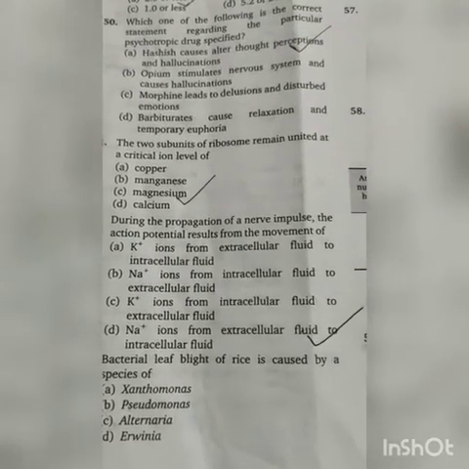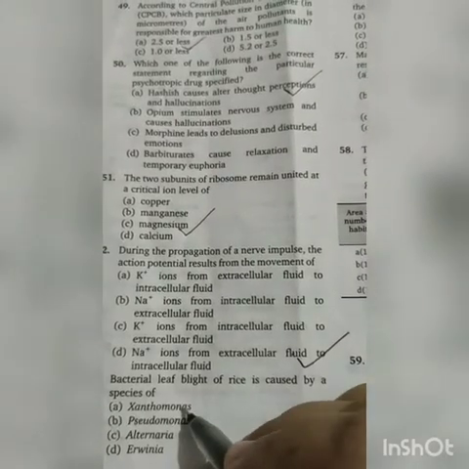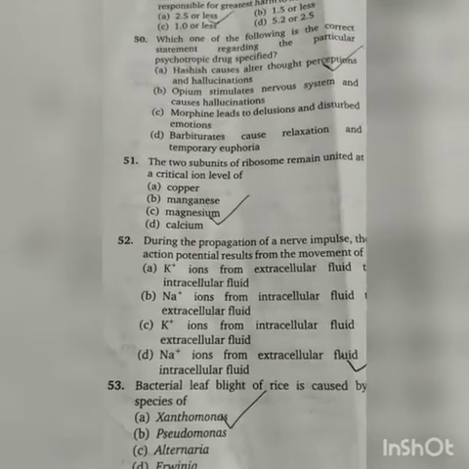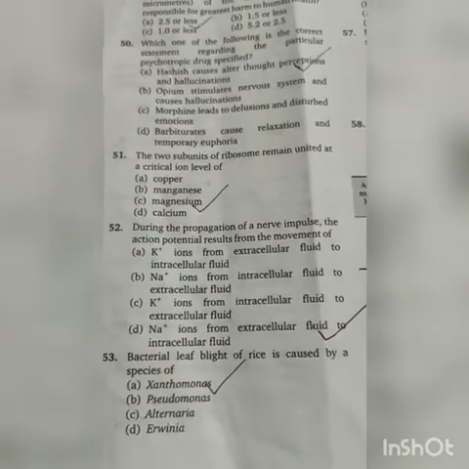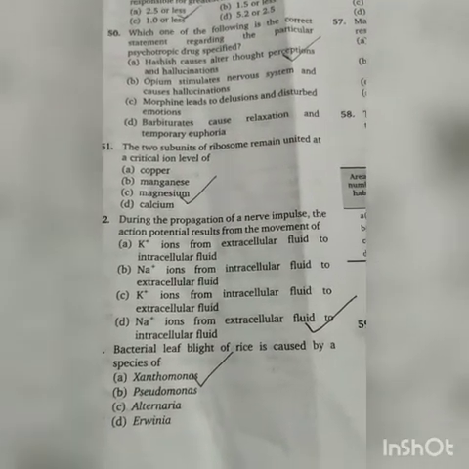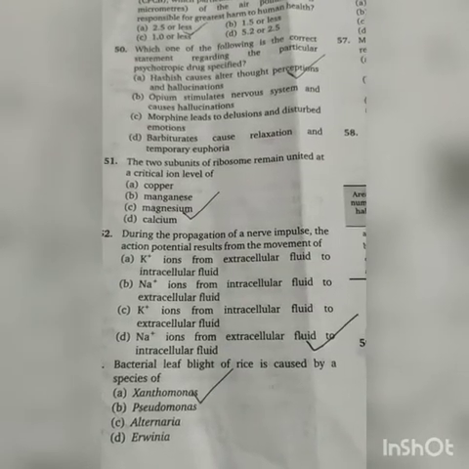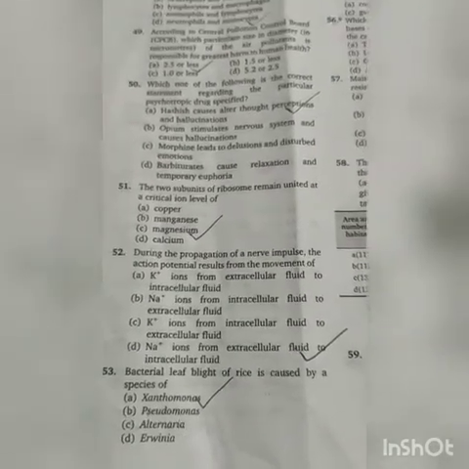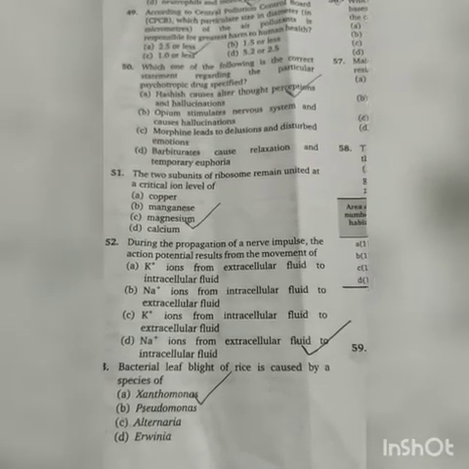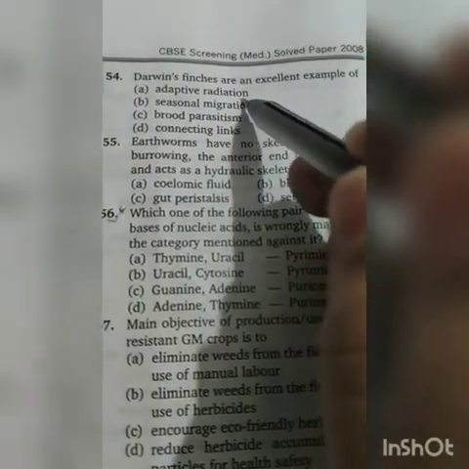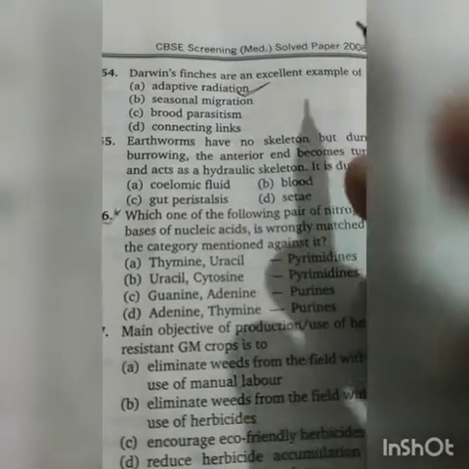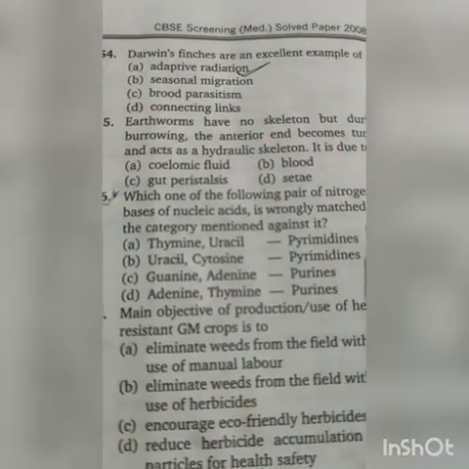Now question number 53. Bacterial leaf blight of rice is caused by a species of Xanthomonas. Xanthomonas causes bacterial leaf blight of rice, and Pseudomonas causes red stripe in sugarcane. Alternaria causes early blight in potato, and Erwinia causes fire blight in apple. Now question number 54. Darwin finches are an excellent example of adaptive radiation. We know that he had seen this in the birds of Galapagos Island.